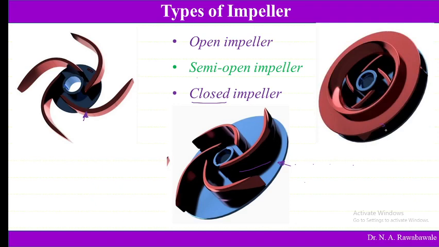So we can find two covers on both sides of the vanes. Through this the water enters. So this is the inlet, and the water comes out from the circumference of the impeller.